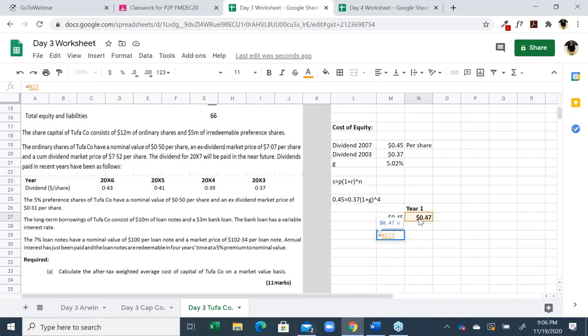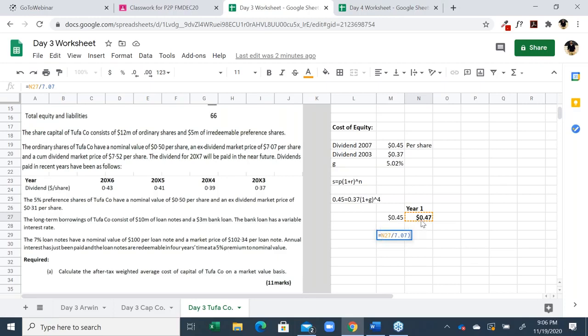divided by the market price. What's the market price of the share? The current market price of the share, and it should always be the ex-div price. Remember, it should always be the ex-div price. What's the current ex-div price? 7.07. This is what you are supposed to be investing, and this is what you are supposed to be getting after 1 year.